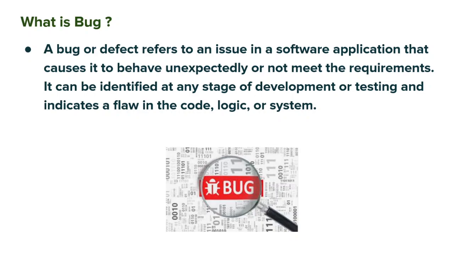So what exactly is a bug? A bug or defect refers to an issue in a software application that causes it to behave unexpectedly or not meet the requirements. It can be identified at any stage of development or testing, and it indicates a flaw in the code, logic or system.